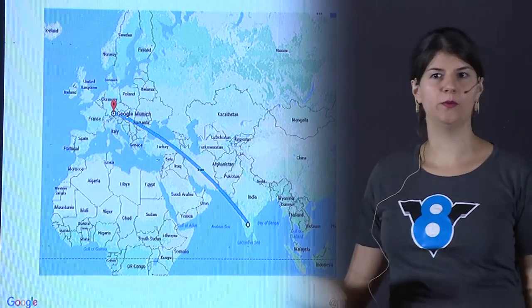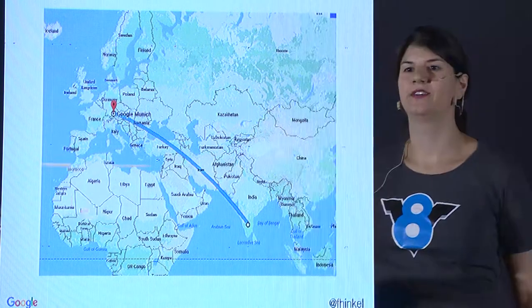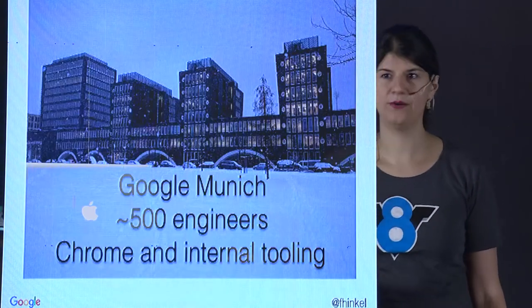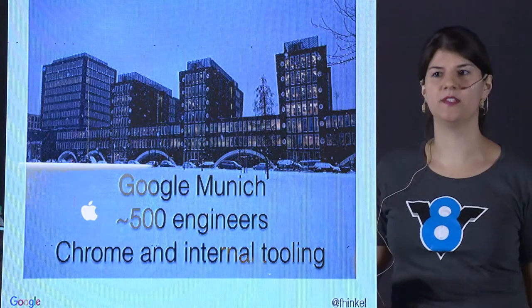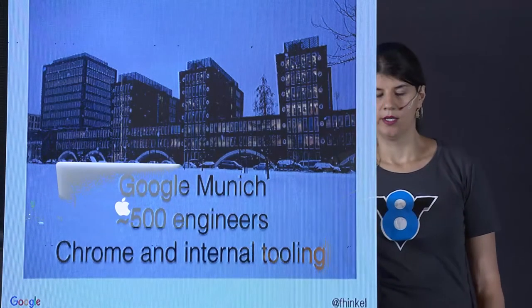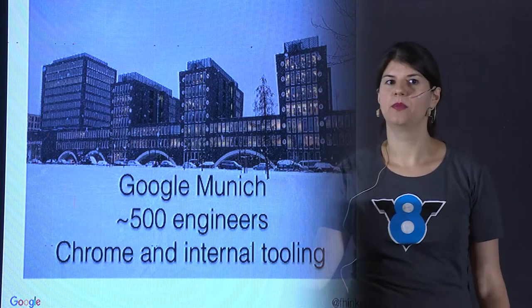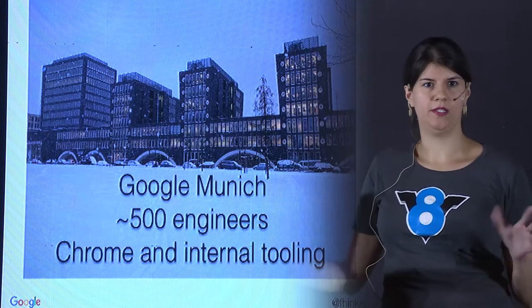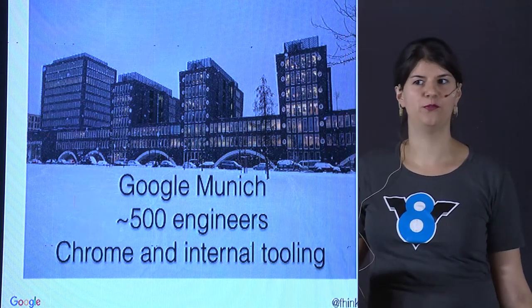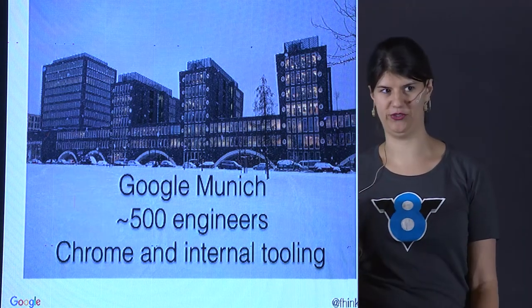I'm from Germany, and I work in the Munich office, so it's quite a long flight, but it's definitely not the longest flight of the people here. Our office in Munich is a fairly reasonable-sized engineering office. There are 500 engineers. Some of them work on Chrome, and there's also internal tooling that we do there. And almost all of the V8 team, around 30 people, is located in Munich. So if you ever wondered if you have to move to Mountain View to work on cool Google projects, there's some excellent engineering going on in Germany.